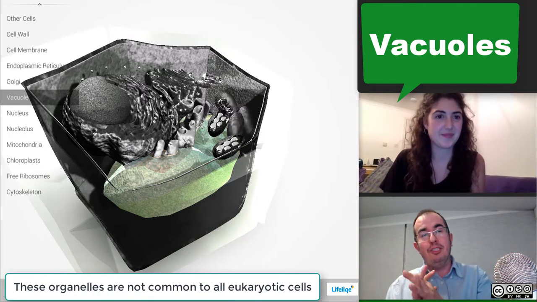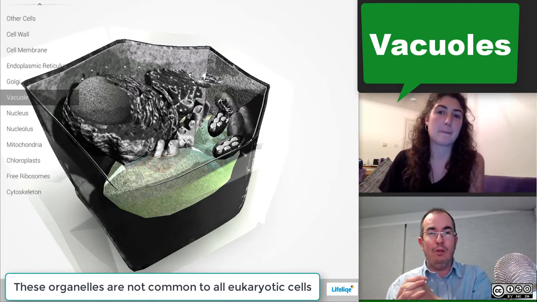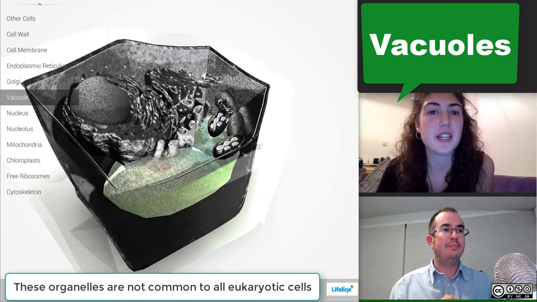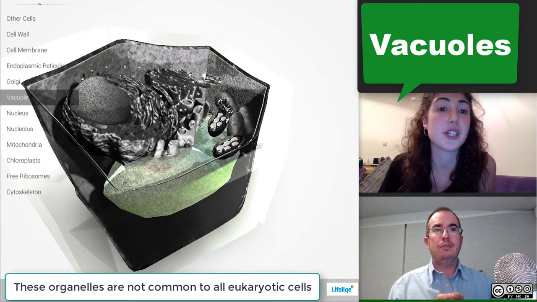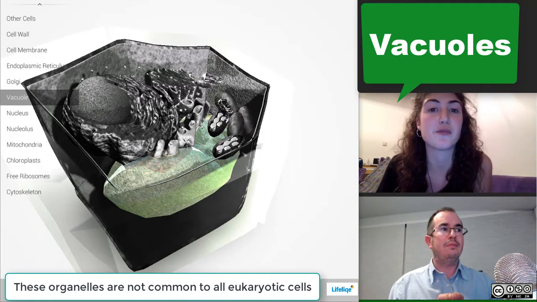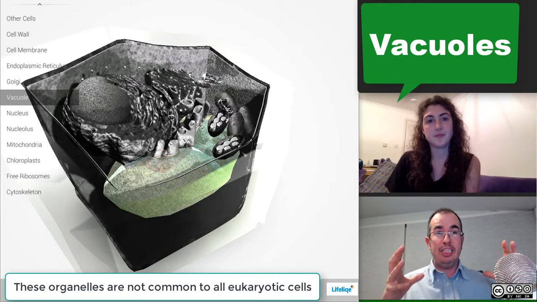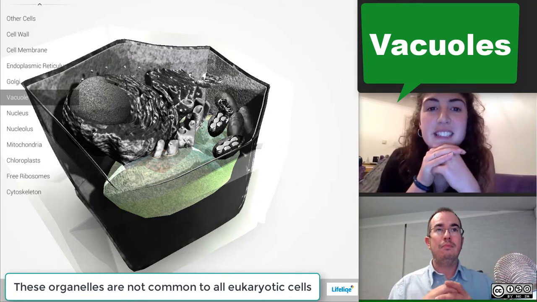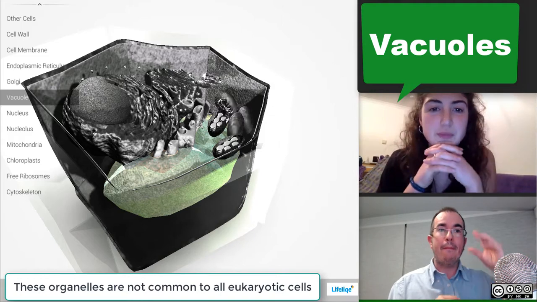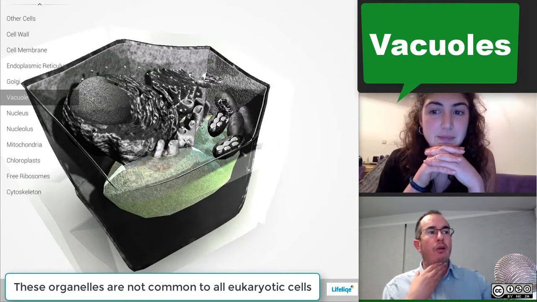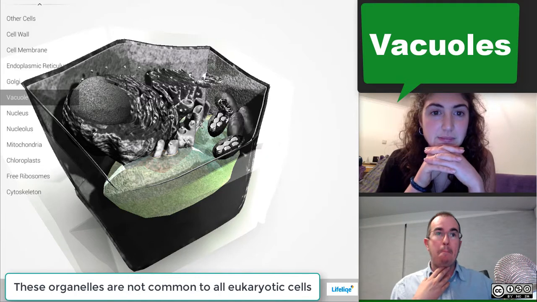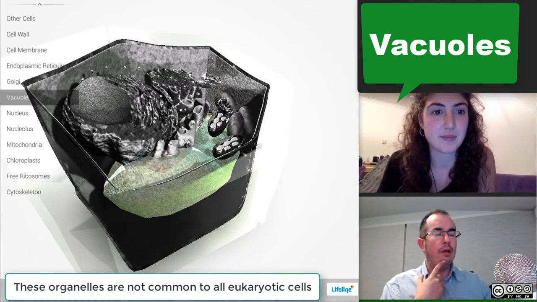What is the function of the vacuole? So, the liquid in the vacuoles exert pressure inside the cell. The pressure is needed to maintain the cell's rigidity. Ah, okay. So, it helps to maintain the shape of the cell? And to keep it big and strong. Okay. Para mantener a forma y a rigidez de la célula. Muy bien. And what else?